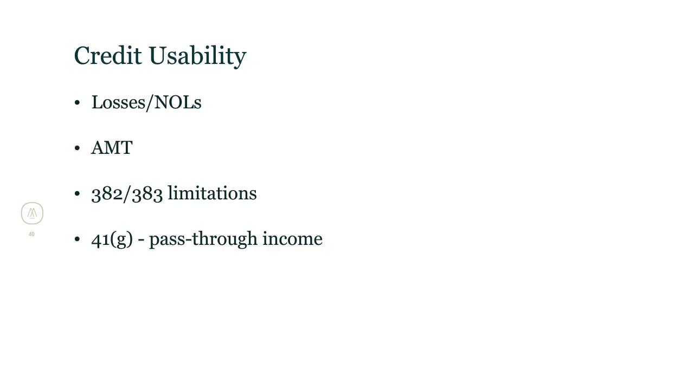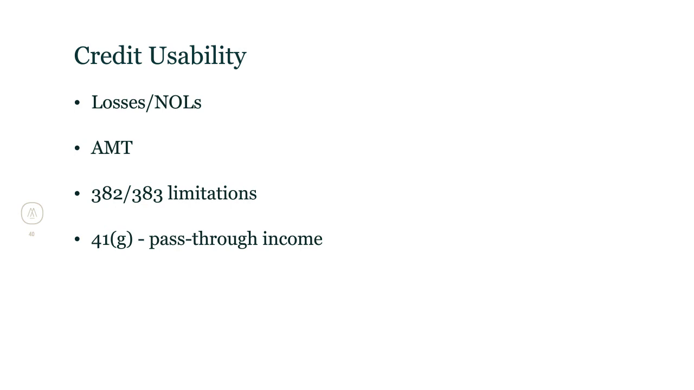All right, so you can have all the credits in the world, but they're worthless if you can't use them. And so the way we approach this, one of the first things that we look at is your tax situation and see, are these credits actually usable? And here's some of the different ways that they can be limited. So obviously, if you're a company in losses, you're not paying any federal income tax, you can't claim a credit against federal income tax unless you're eligible for that $250,000 payroll credit that I mentioned earlier.